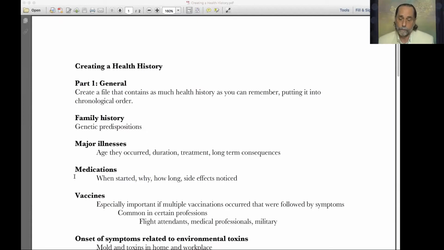Especially if you've had some incidents that you know about. Onset of symptoms connected to environmental toxins. This is really overlooked in allopathic medicine, in modern medicine.